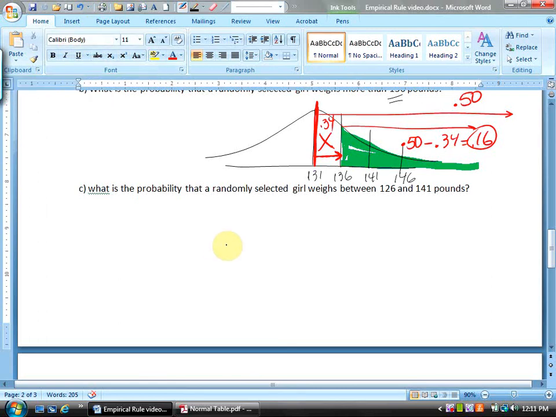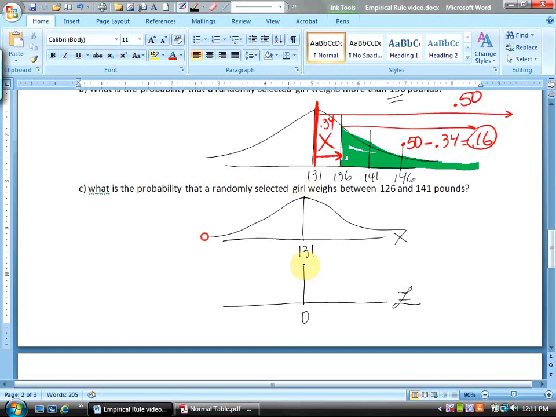So we're going to draw two shapes. The X number line, the Z number line. On the X, the center is 131. On the Z, it's 0. Here's the normal shape. Here's a normal shape. Now, the question is between 126, so let's find where 126 is. We go 1 down, we get to 126. So on the Z, it's minus 1.